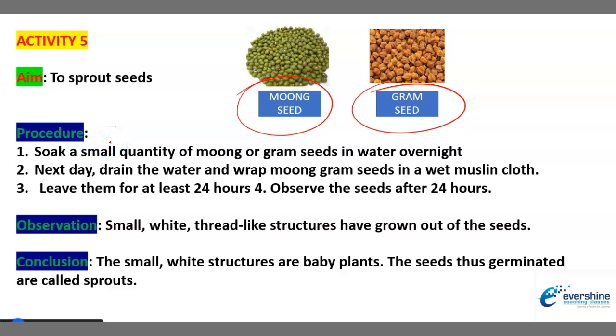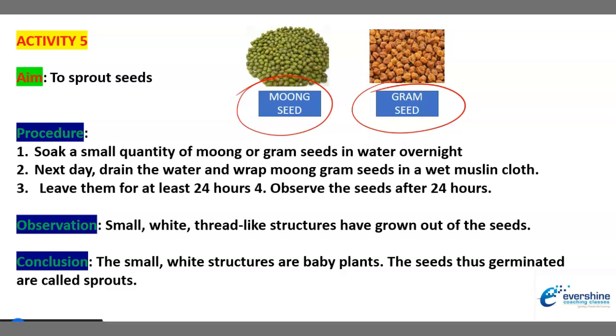Soak a small quantity of moong or gram seeds in water overnight. Soak means you take one wet cloth, you just put these seeds in it and close it. That is called soak, okay. Next day, drain the water, you take the water out, and wrap the moong gram seeds in wet muslin cloth. Leave them for at least 24 hours, and after that observe the seeds. You can see what happens.